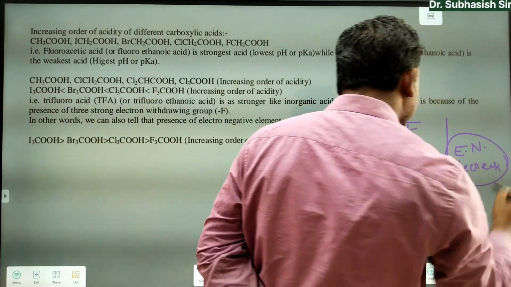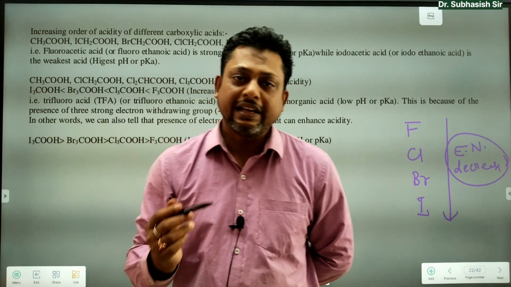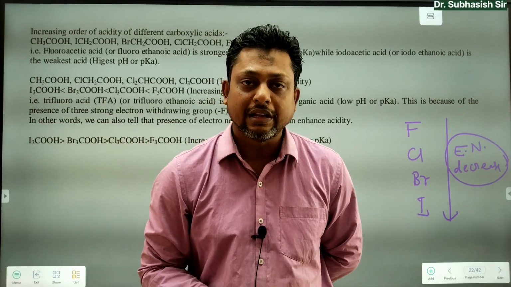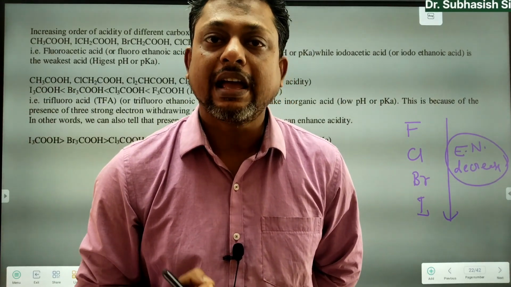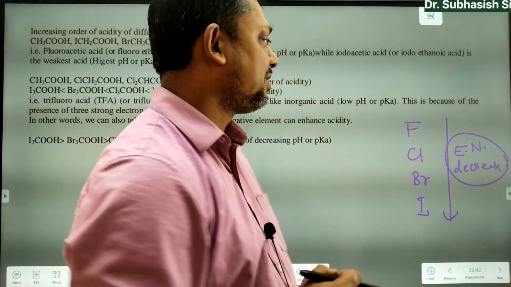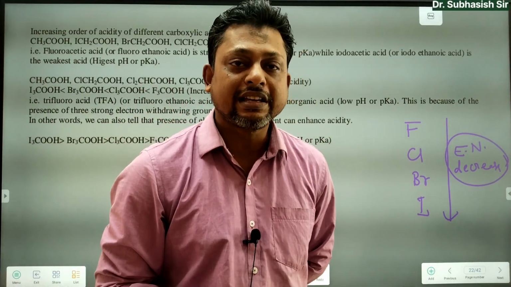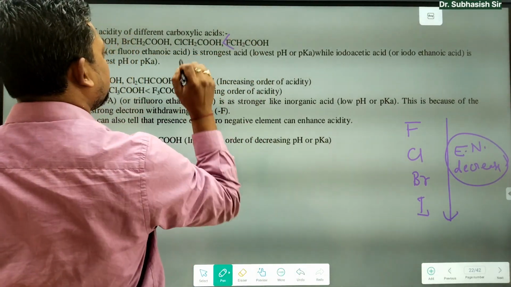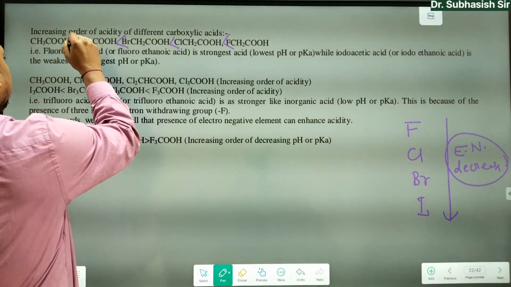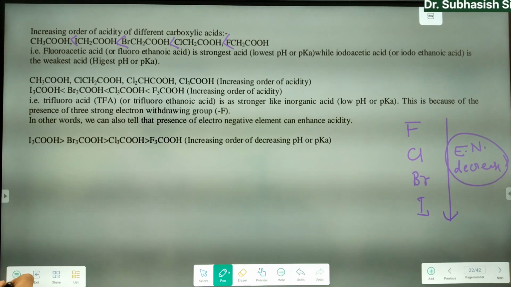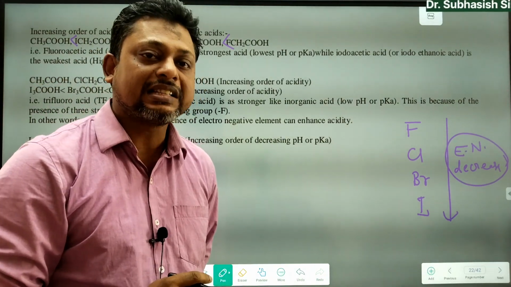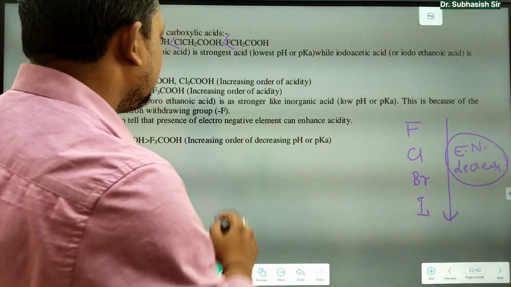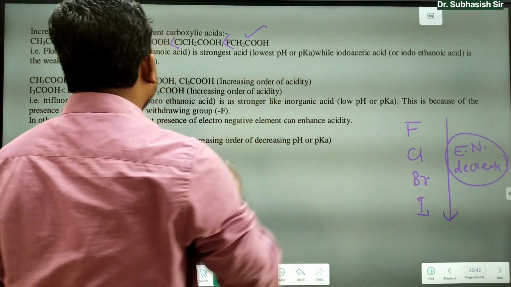During the beginning of the class, I told you that if the electronegativity of the element is more, it will have more electron withdrawing effect. So acidity will increase. Among these, fluoroacetic acid is the strongest acid because fluorine's electronegativity is more than chlorine. Iodine is the least electronegative, and hence iodoacetic acid will be less acidic as compared to bromoacetic acid, chloroacetic and fluoroacetic acid. And fluoroacetic acid's acidity will be maximum.